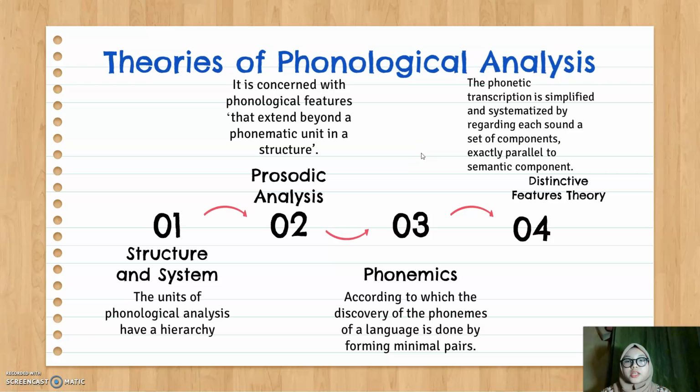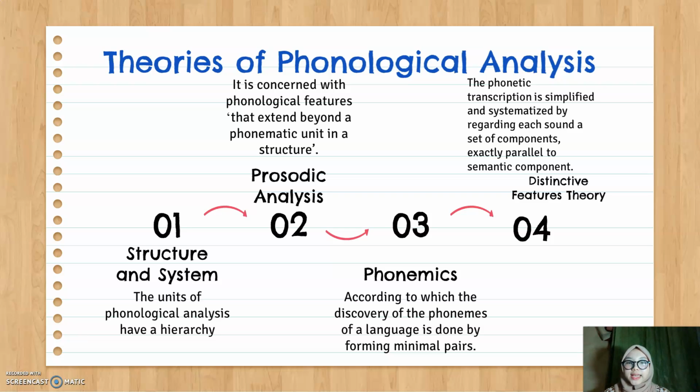And last is theories of phonological analysis. There are four theories. First, structure and system. The units of phonological analysis have a hierarchy, so that a unit of higher rank consists of a sequence of one or more occurrences of the next lower rank. For example, in English, one or more phonemes make up a syllable, one or more syllables make up a foot, one or more feet make up a tone group, one or more tone groups make up a sentence.